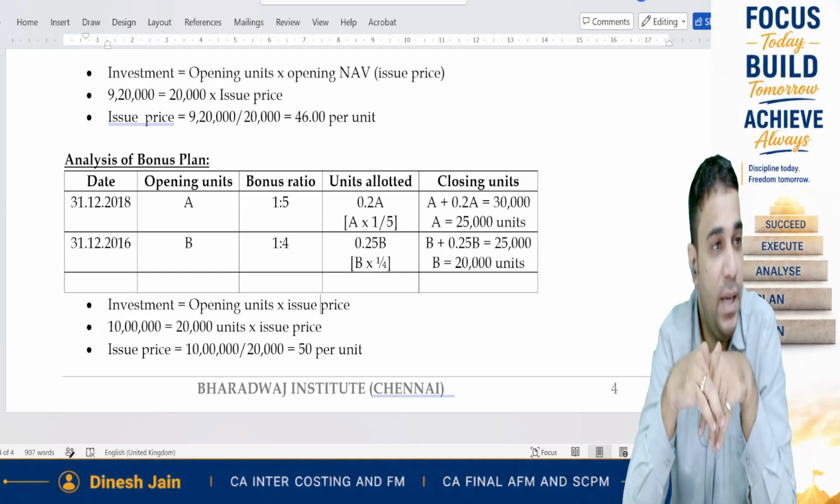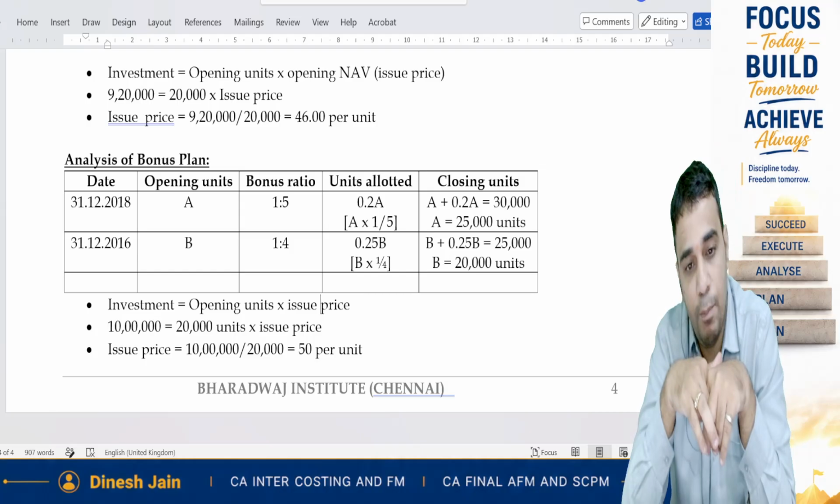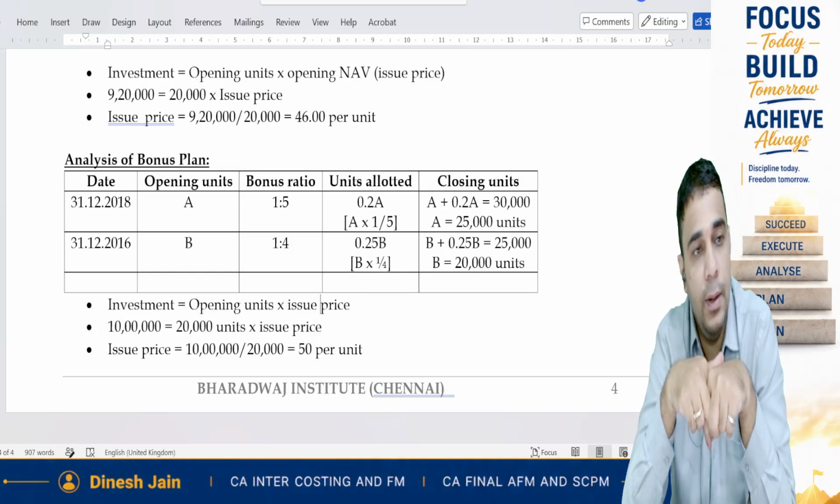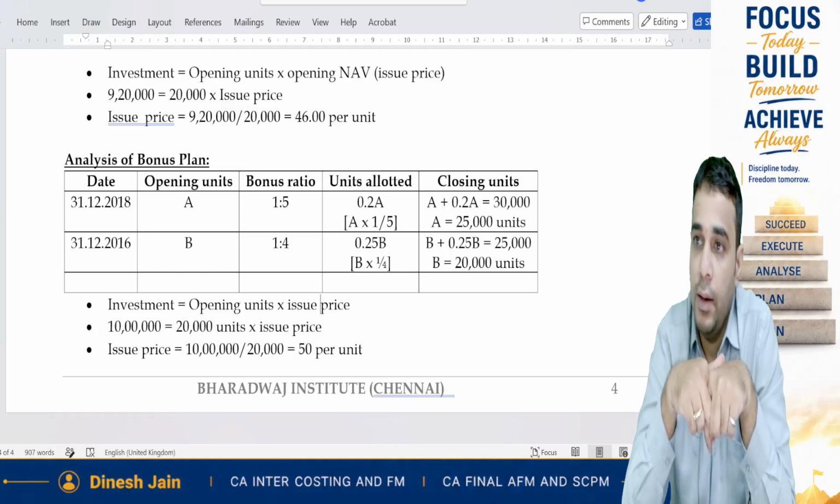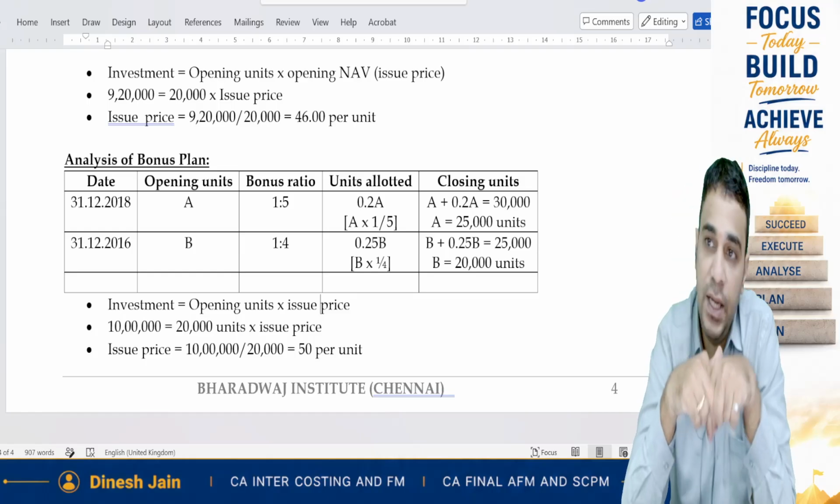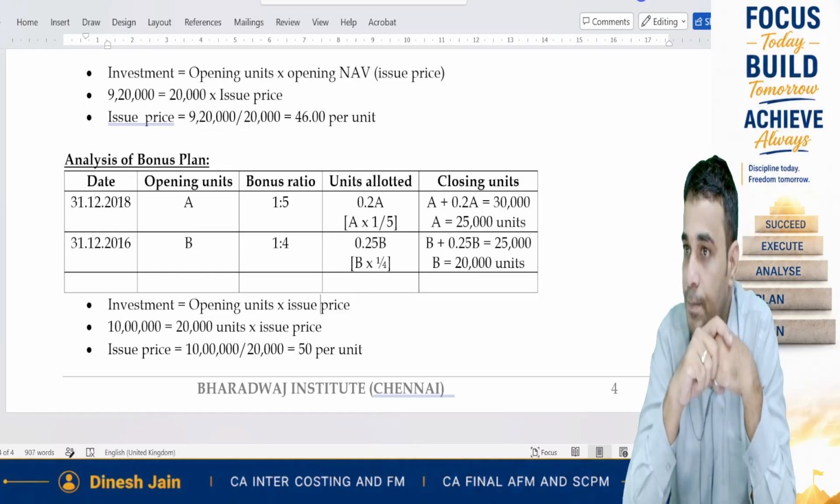Prior to that, B is the opening units. Bonus ratio 1 is to 4. B into 1 by 4, you get 0.25B. B plus 0.25B is 25,000. B is 20,000.